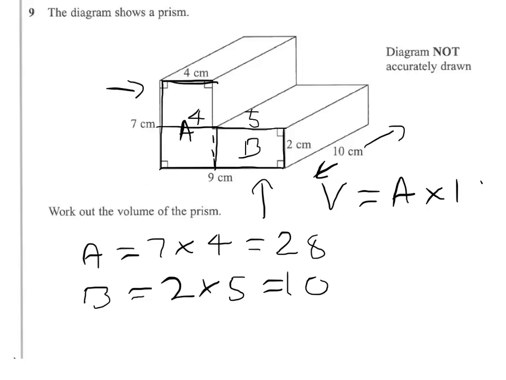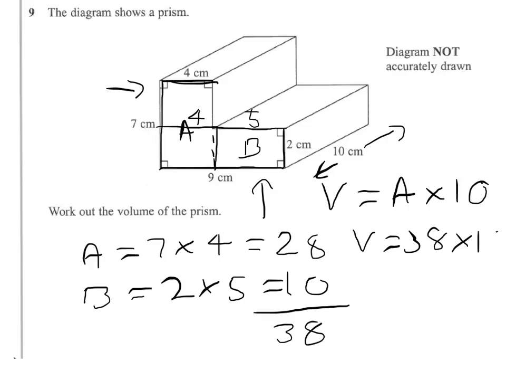So the area of the L shape is A plus B, which gives me 38. Put that 10 over there. So we now go back to our volume formula. The volume is the area at the front, which is 38, times the length of consistency, which is 10. So we get a final volume of 380 centimetres cubed for your answer.